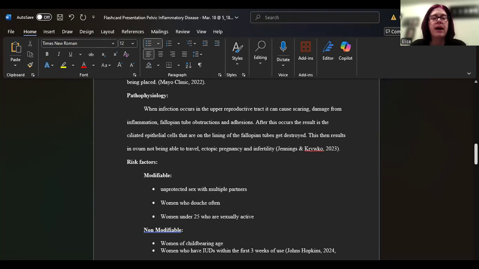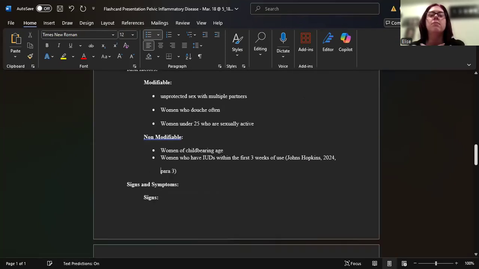Some modifiable risk factors would be unprotected sex with multiple partners, and women who douche often, because it's actually not good for the vagina or the cervix to douche frequently. And then also, part of this is modifiable, but the other part is not. So, women under 25 who are sexually active. Non-modifiable would be women of childbearing age and women who have IUDs within the first 3 weeks of having that.